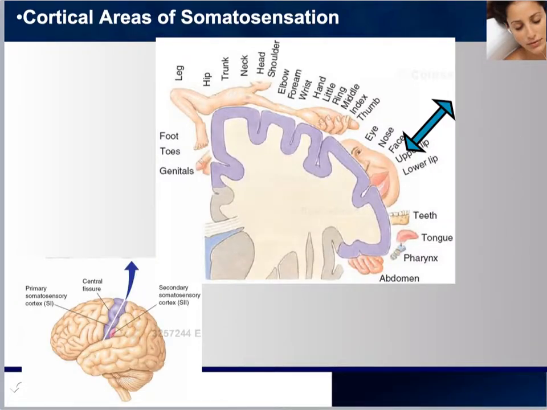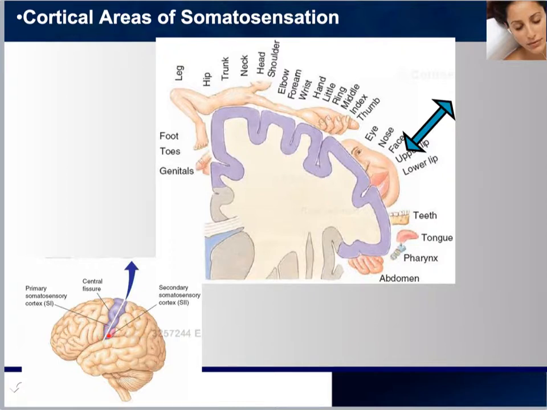Once our cutaneous receptors in specific parts of the body innervate the respective areas of the spine, they send a message upward from the dorsal part of the spine to the brain. Where they go, specifically, is what we call the cortical area of somatosensation. You can see here that the primary somatosensory area would be this purple part right here, and it is postcentral to the central fissure, meaning toward the posterior part of the central fissure.